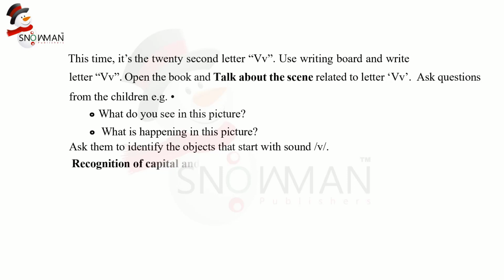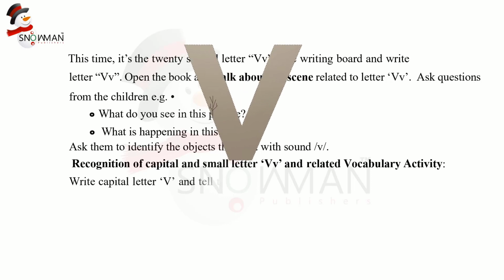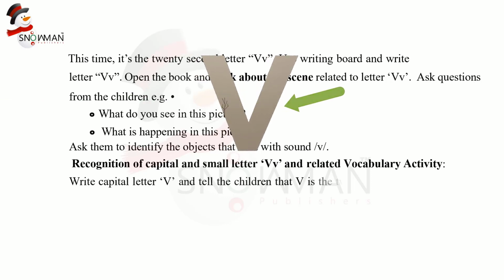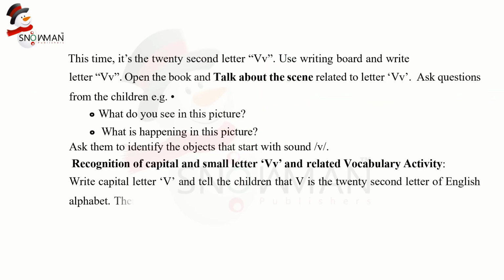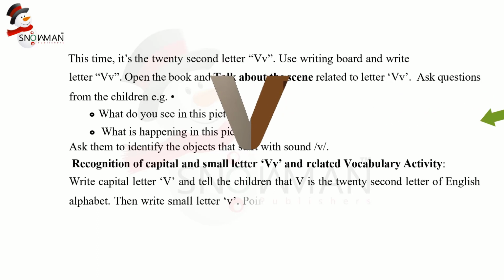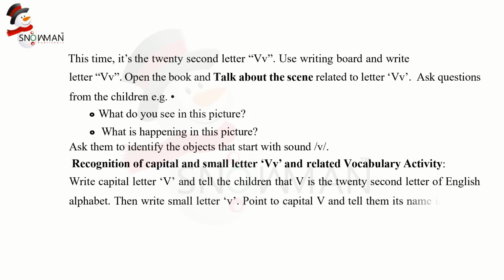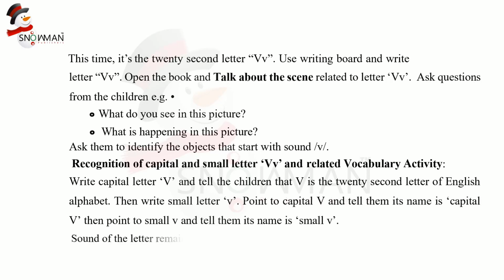Recognition of capital and small letter V and related vocabulary activity. Write capital letter V and tell the children that V is the 22nd letter of the English alphabet. Then write small letter V, point to capital V and tell them that its name is capital V. Then point to small v and tell them that its name is small v. The sound of the letter remains the same, whether it is capital or small.